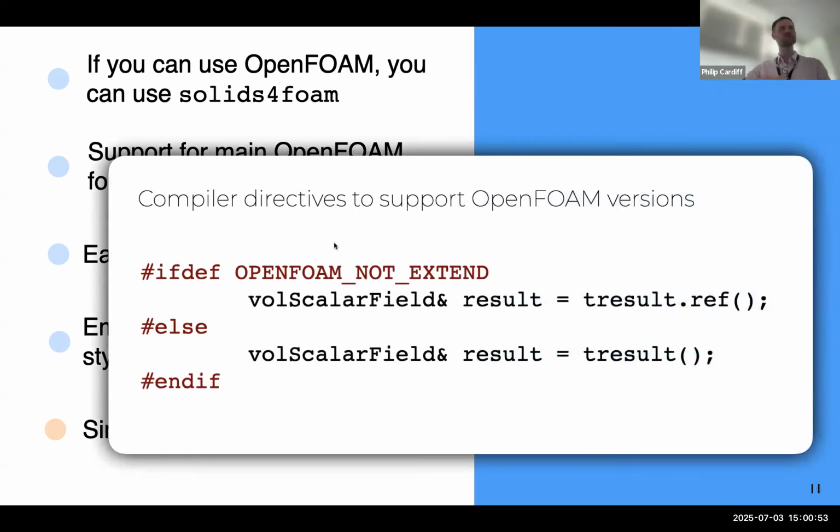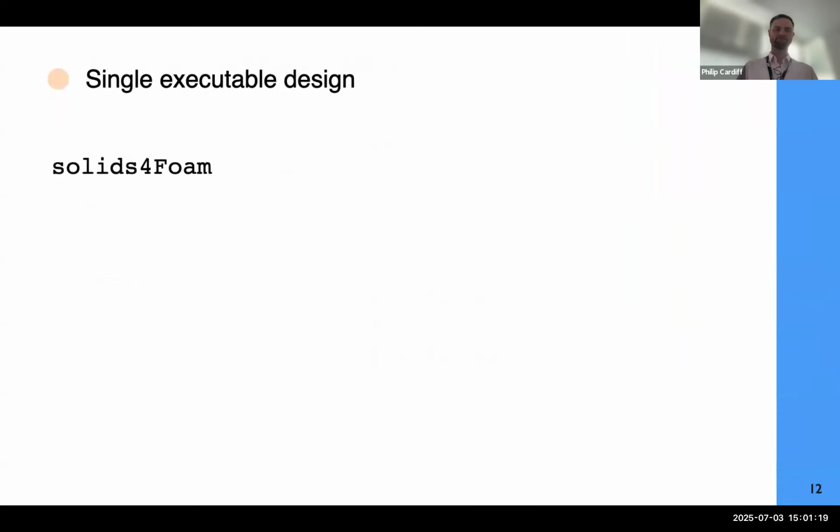Just if you're curious, how can you support code between the versions? We use compiler directives. So you'll see in the code, if not OpenFOAM extend, then if you want to take a non-const reference to the internal field of a temp object, you would go like this, whereas foam-extend uses the old version. So you have to support that. This is the way you do it. This is not great for code readability, but if you can minimize it, it's okay.